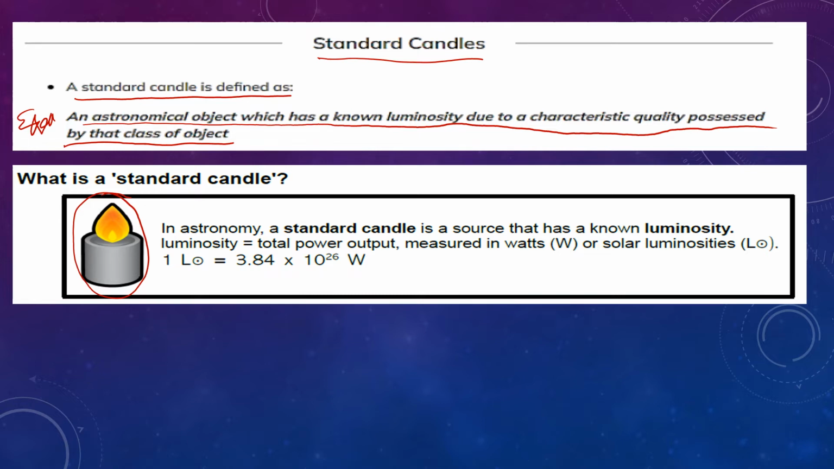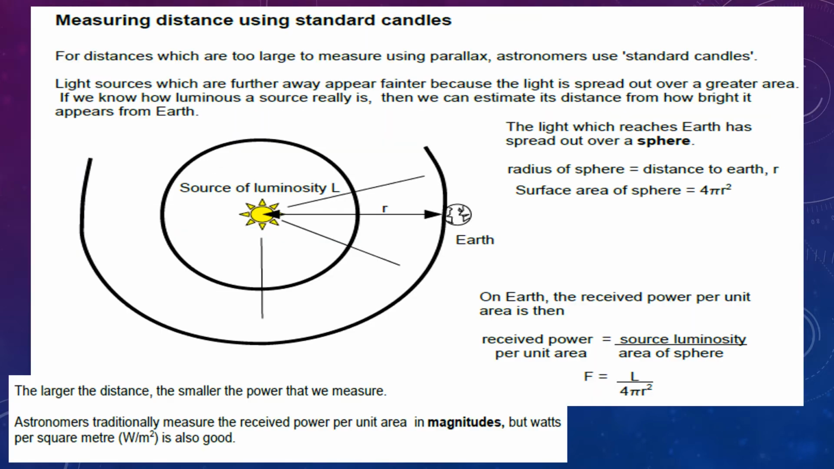In astronomy, a standard candle is a source that has known luminosity, and luminosity is the total power output, measured in watts. We can also use solar luminosity, where 1 L naught equals 3.84 times 10 to the power 26 watts. This is a standard value which will be given in the data booklet as well.